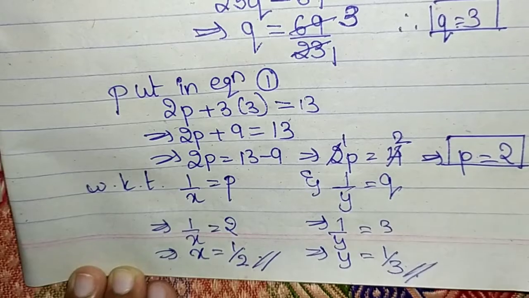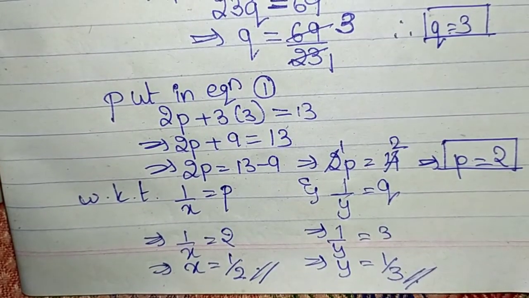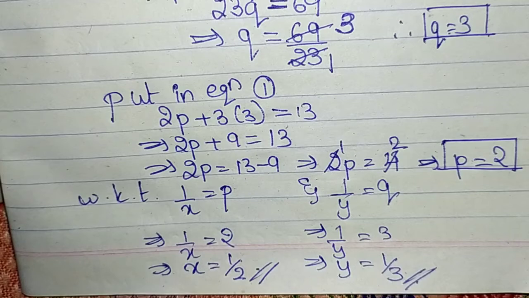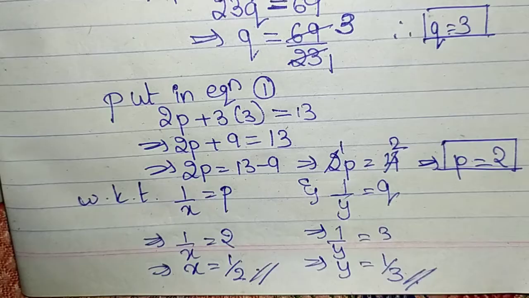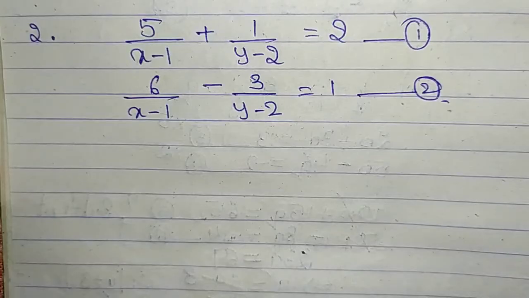This is our second required solution. So the solution to our equations is x is equal to 1 by 2 and y is equal to 1 by 3. So now consider the second set of equations.